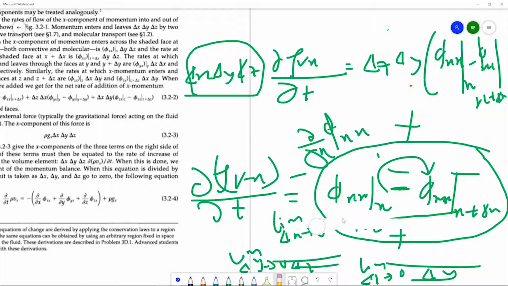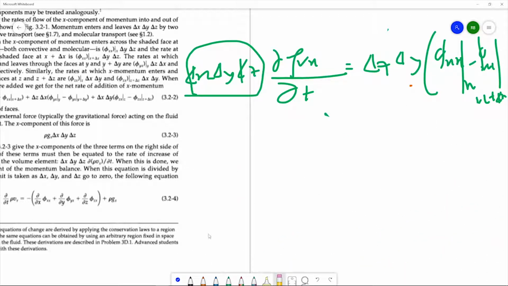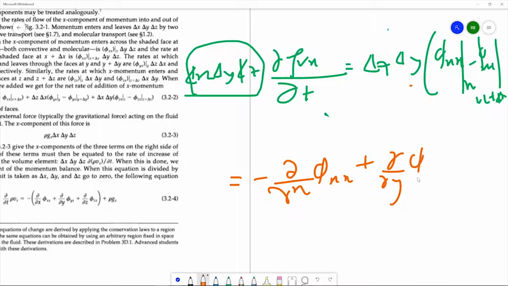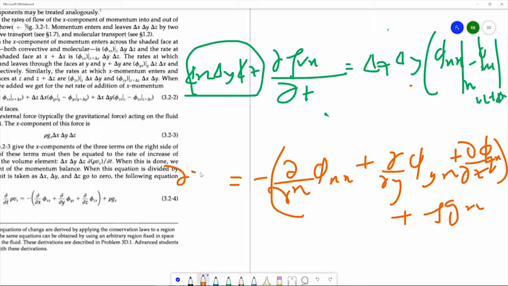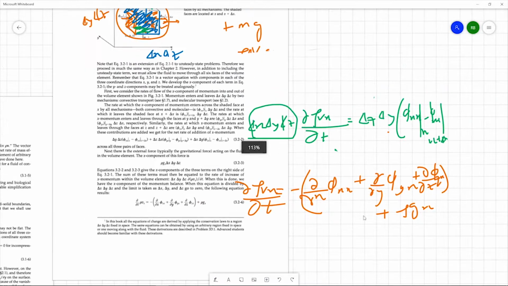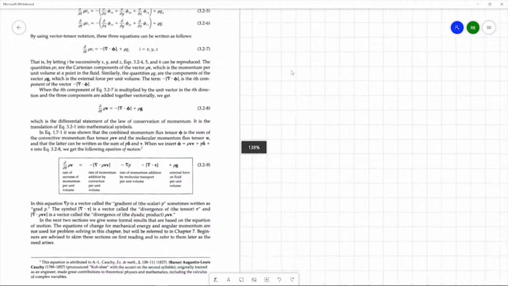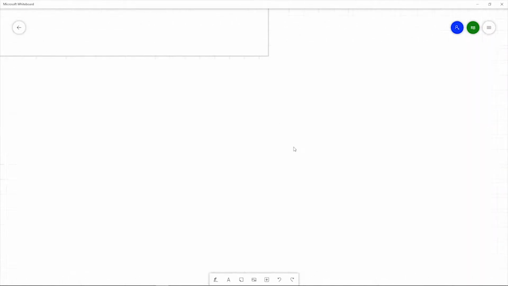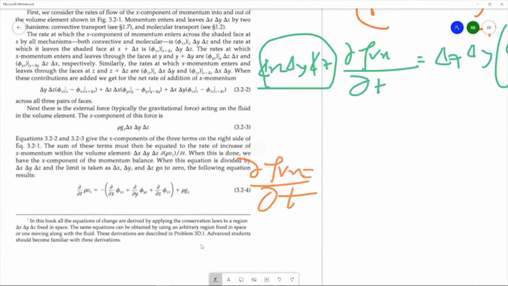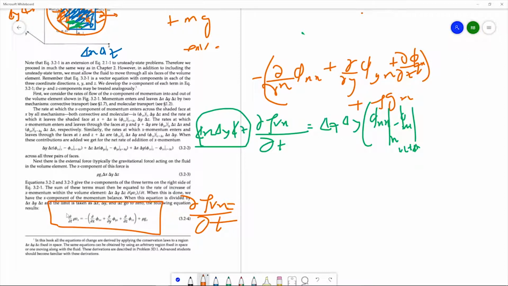right? So if you rewrite it after taking limits, you get here minus dou by dou x phi xx plus dou by dou y phi yx. So minus is common, plus dou by dou z phi zx. Okay, plus rho gx, and here we have rho vx by dou t. So you have got this formula, okay, in x direction.